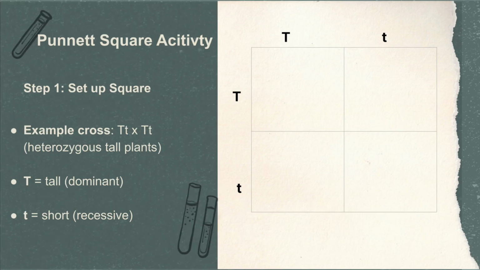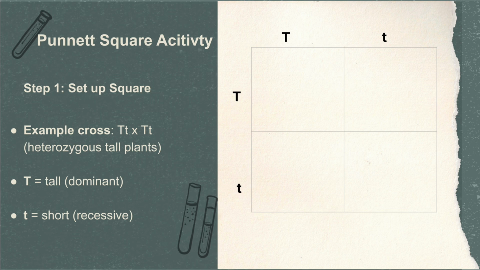So as I'm setting up my Punnett square, we are using an example cross of capital T, lowercase t, times uppercase T and lowercase t again, which are heterozygous tall plants. Heterozygous meaning that the letters both look different from each other, one capital and one lowercase.